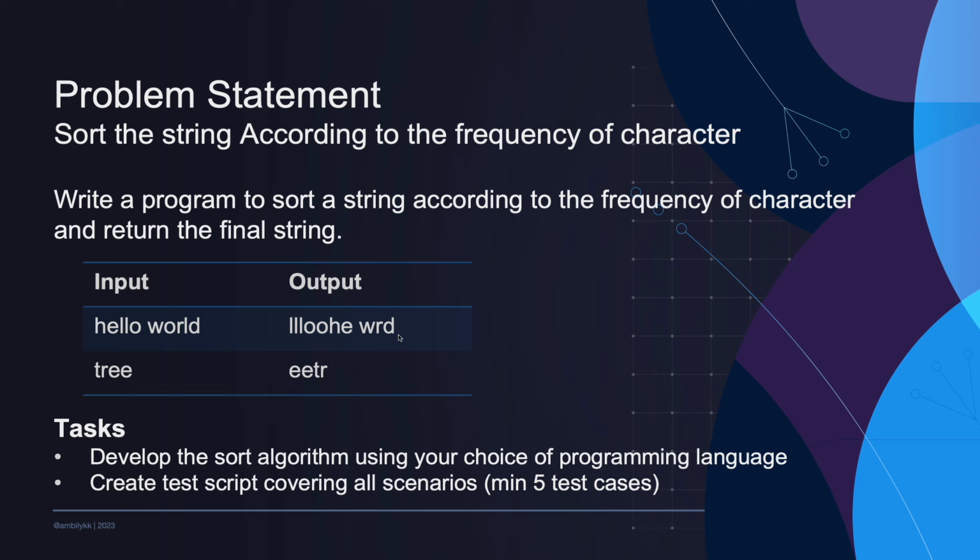So the same order it needs to come. And if there is a space, include the space as well. So this is what I needed, and along with this program, create the test scripts as well. So the task is to develop the sort algorithm in our own choice of programming language and create the test scripts. So let us see how Copilot can help us in completing this task or Codeathon problem.